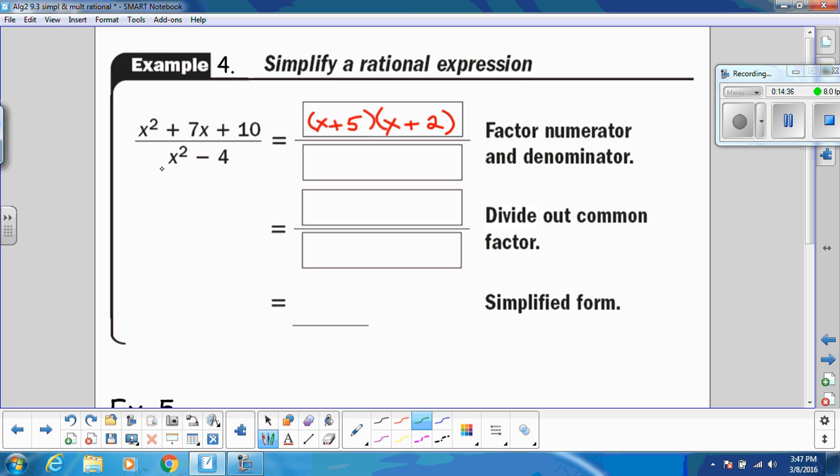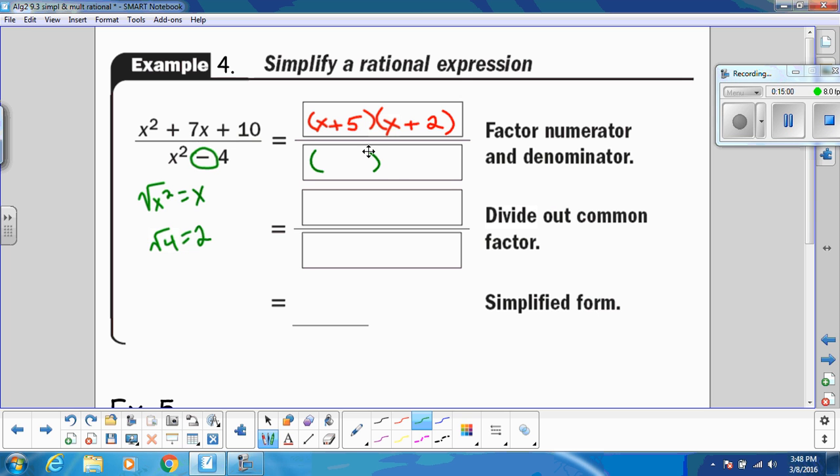Okay, so do we have a GCF? No. We have 2 terms. Is this a difference of 2 squares? Yes, it is. We can do the square root of x squared. Remember, that's x. And we can do the square root of 4. Remember, we don't do square root of -4. We just do square root of 4. This establishes the difference of 2 square pattern. The square root of 4 is 2.